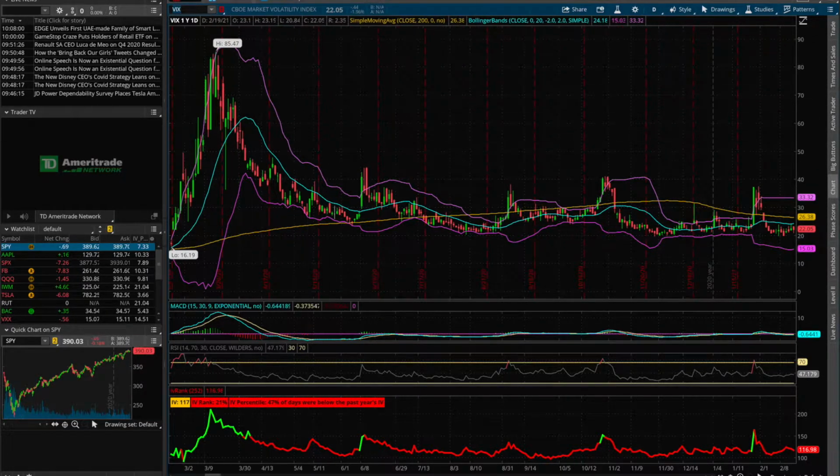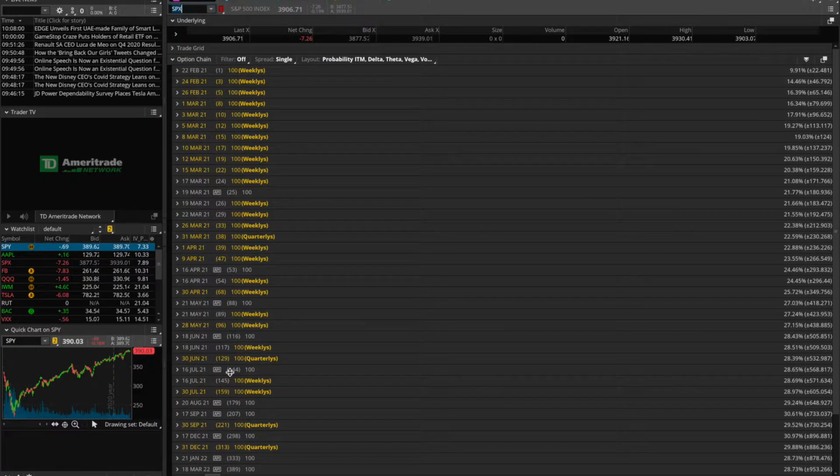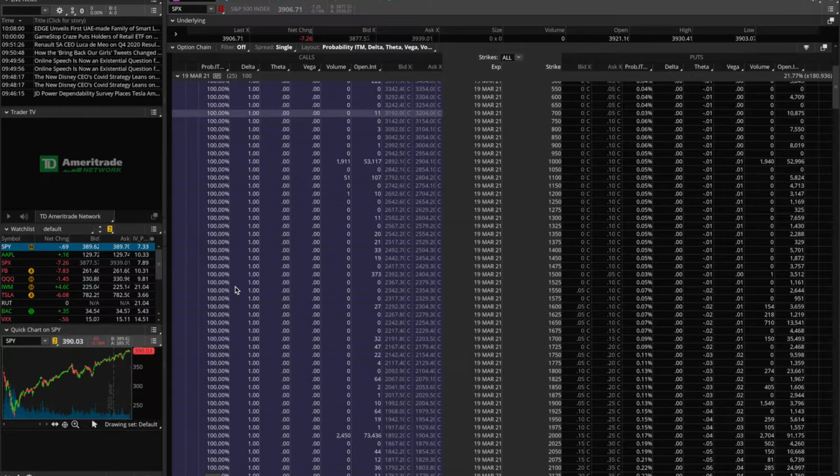So if we go to the trade tab here, and if I go back to the SPX, this is the option chain for the S&P 500 index. So for example, if you look at the March expiration options and unfold this tab here, right, here are all the call options, here are all the put options for the SPX index that expire on March 19th.